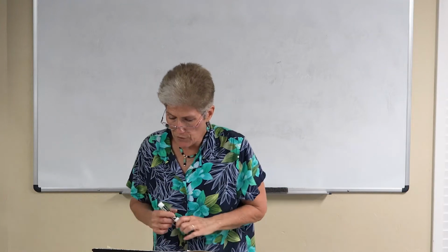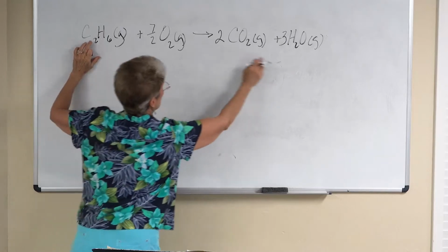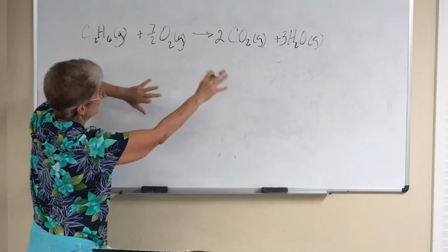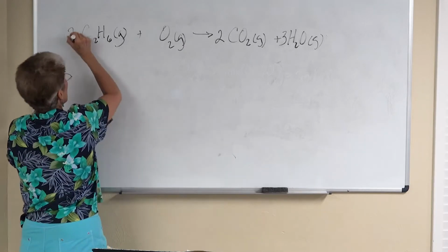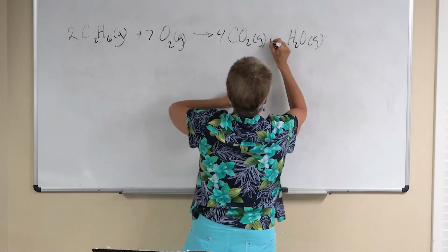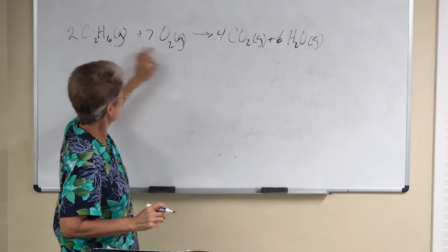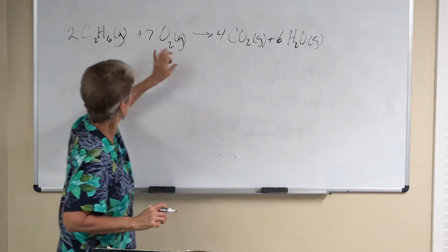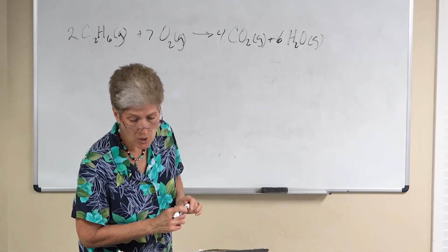Number 9, use the Hess's law technique to calculate the delta G of the complete combustion of C2H6 at 25 degrees. Okay, when I do this, I balance that, I balance this, and then I end up with 7 oxygens. I did 7 over 2, and then I'm going to multiply through by 2. 2, 7, 4, 6. Let's check it. 12, 12, 4, 4, 8 plus 6 is 14, 14. Okay, so we're balanced there.